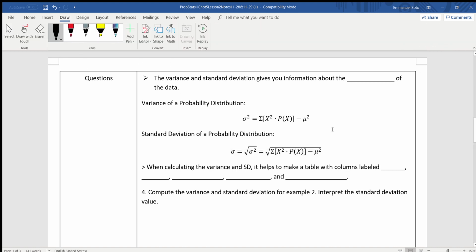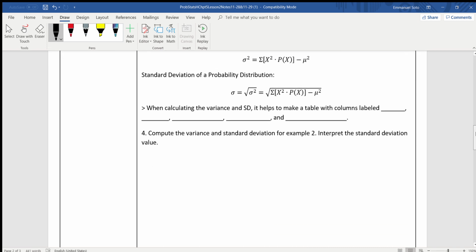So now we're going to look at variance and standard deviation. Remember that variance and standard deviation give you information about the spread of the data, whereas mean and mode and all that stuff give you information about the middle or center of the data set. In order to calculate this, you're going to use the following formulas.